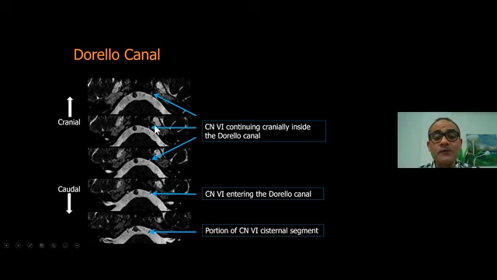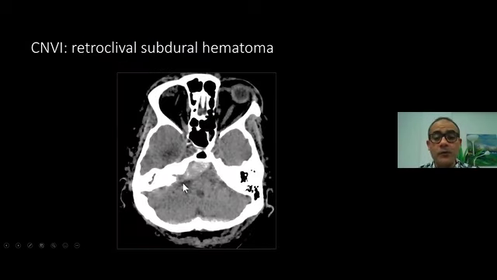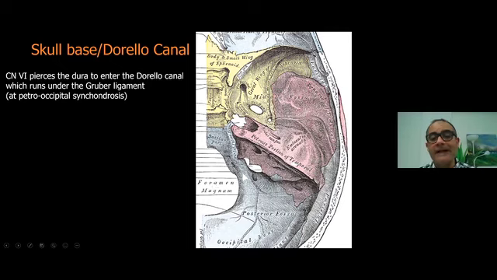And that explains why a lesion in the prepontine cistern, whether it's neoplastic, infection, or subdural hematoma, as in this case, would very likely present with an abducent nerve palsy. So what happens in the Dorello canal, and what is the Dorello canal? It's the junction here between the petrous apex and the basi-occiput. So the junction between the petrous apex and the occipital bone, what we call the petro-occipital synchondrosis or petroclival synchondrosis. Here is the Dorello canal.